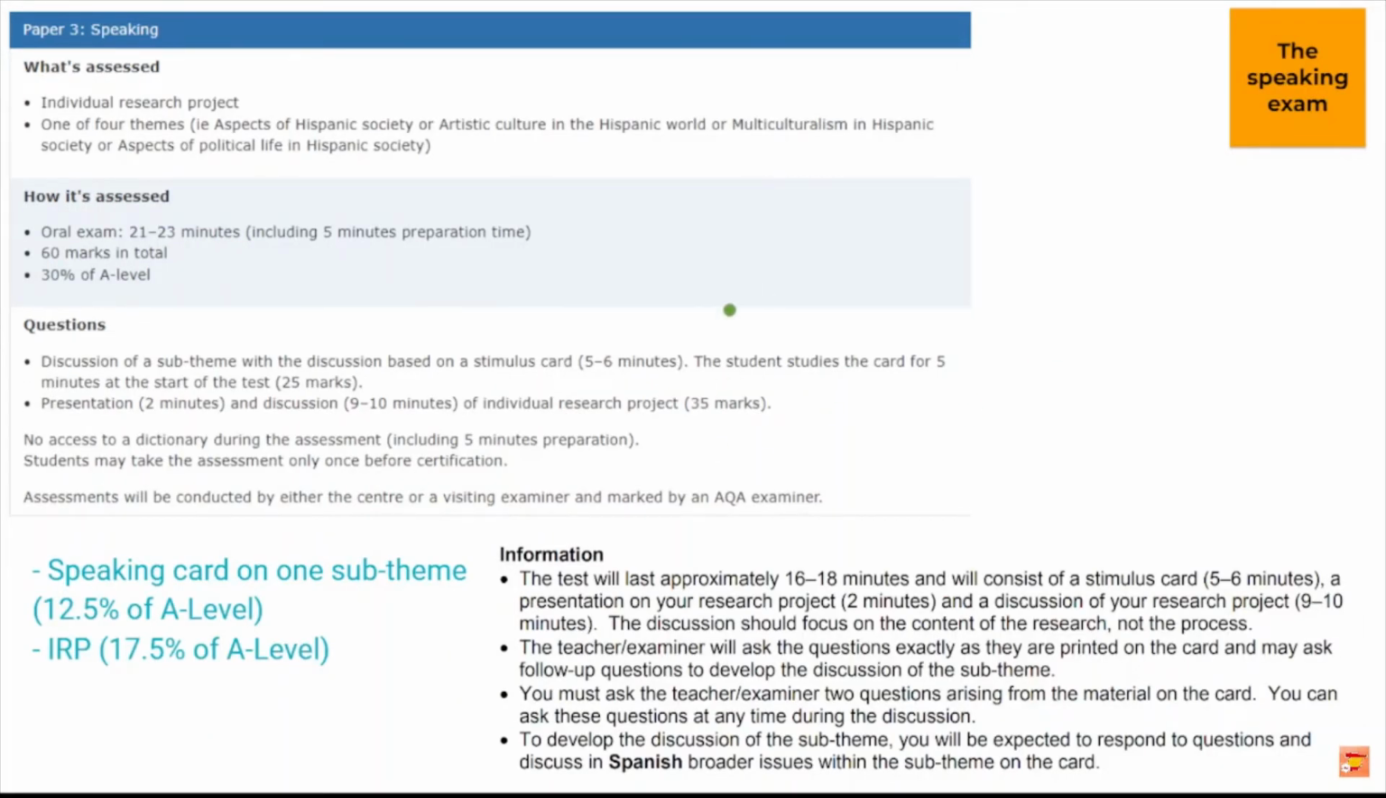Finally, the oral exam. This exam, like GCSE, is conducted a few weeks before the other exams. There is a photo card that is worth 12.5% of the entire A-level. There is also a research project. IRP stands for Independent Research Project, which is a 2-minute speech you have to prepare and give during the exam, and the examiner will ask you questions about the topic of your speech for about 10 minutes. The IRP is worth 17.5% of the entire A-level.